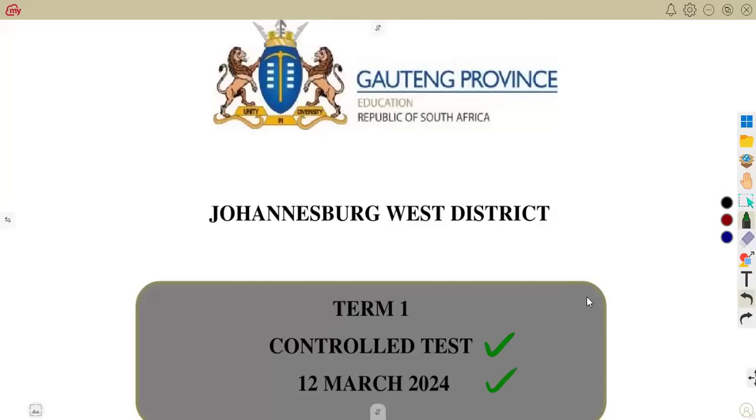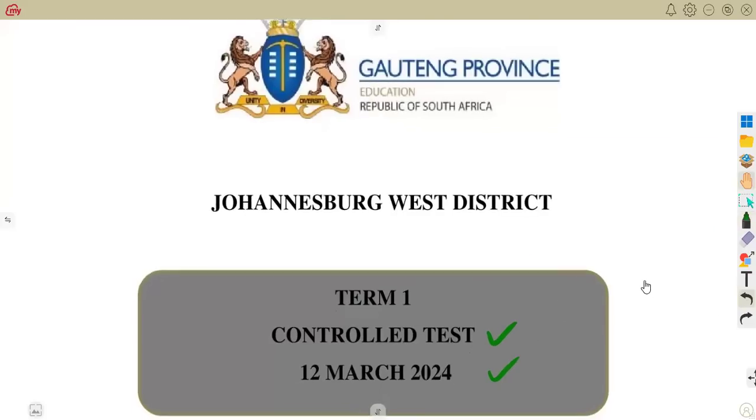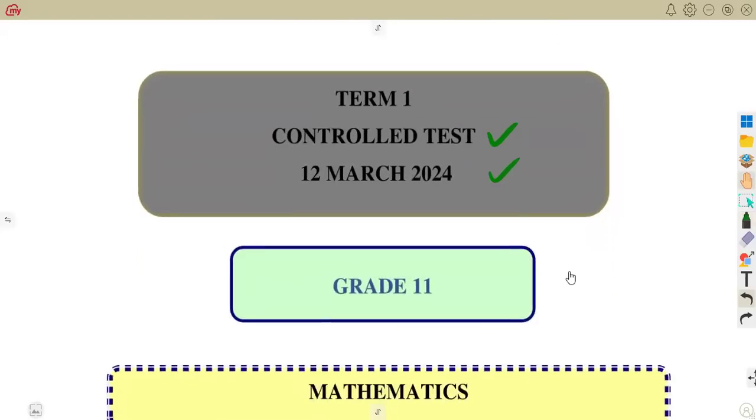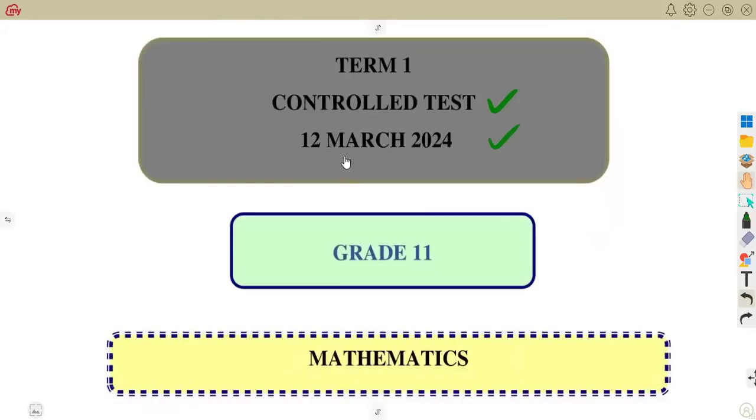So this is a typical exam question which you're going to work with from our Gauteng province, which is the Johannesburg West district for our term one. And as we can see, this is the exact control test in our previous test that we had. That was the first push that we had. All right, so it was like a preparation. So this was their final part that they wrote in March.